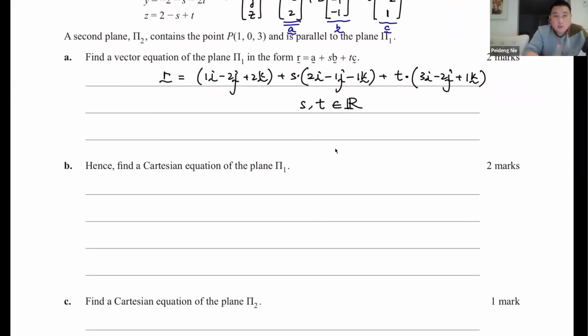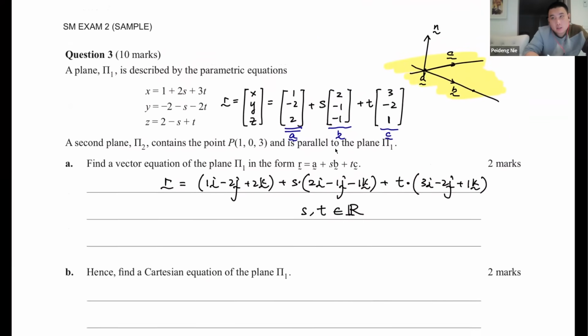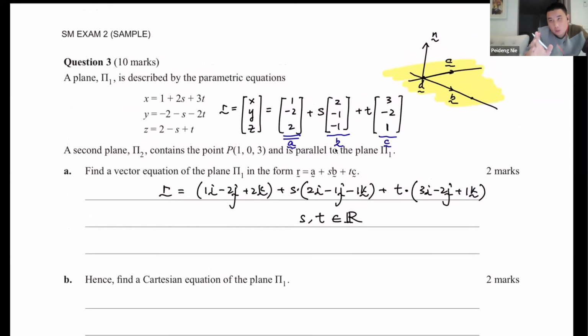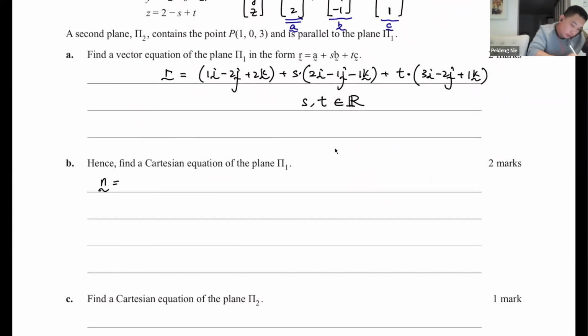Hence, find the Cartesian equation of the plane pi1. So, as I explained before, you need your normal vector. So how do I find a normal vector? Normal vector is basically B times C, okay? Cross multiply, and that gives you a vector.